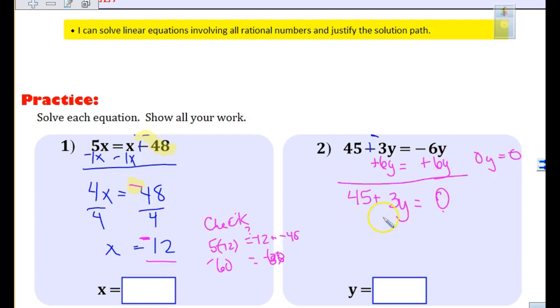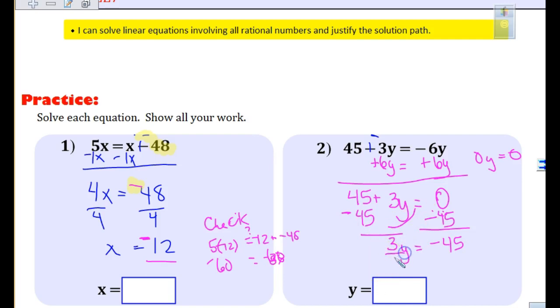Next step, Zach, I need to get 3y by itself, and I want to keep it positive. How do I get rid of 45? Minus 45. And so I will have a lot of people at this point just divide by 3 and tell me the answer is 15. You cannot do that until this 45 is on the other side of the equal sign. You cannot divide by 3 till you have 3y totally by itself. So you need the coefficient and that variable, 3 times y equaling it.